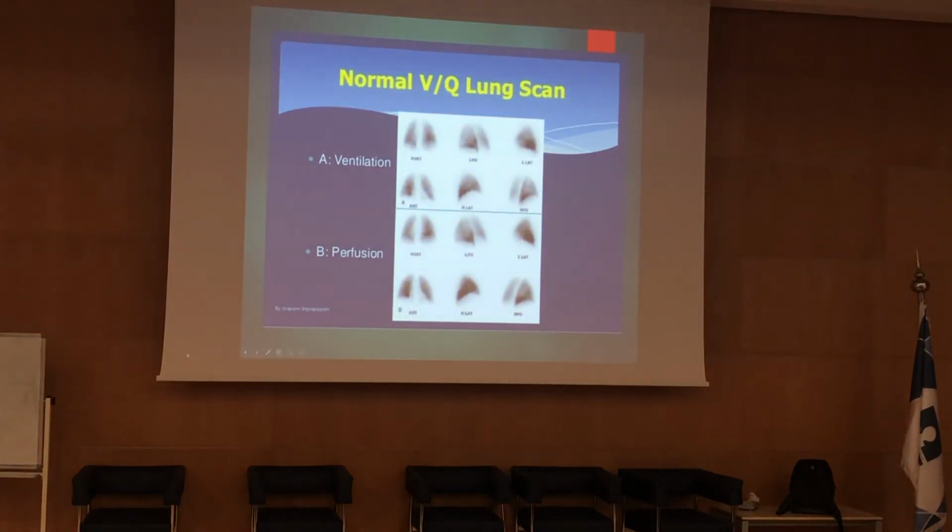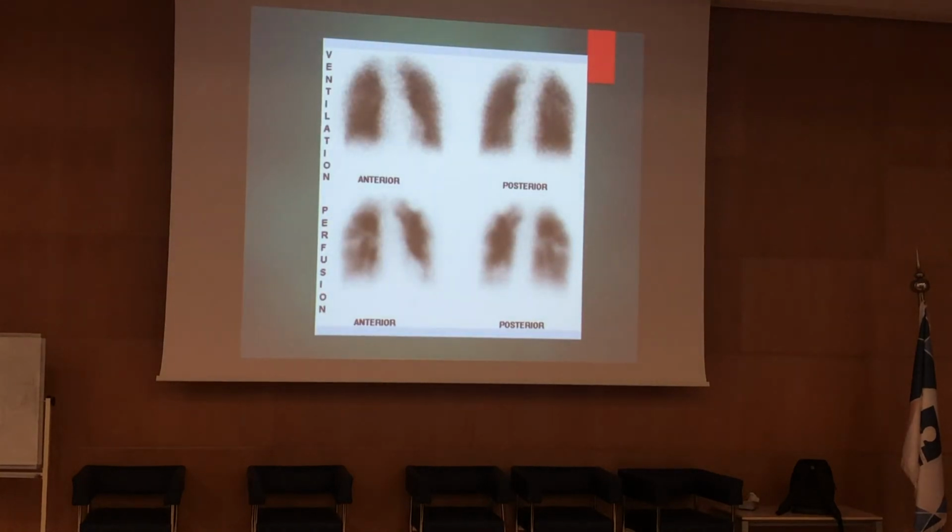So this is an example, don't bother yourself, I put it here just to show you what a V/Q scan looks like. It will be like this. So we compare both slides. One test is normal, one test is abnormal, so we call it mismatch.